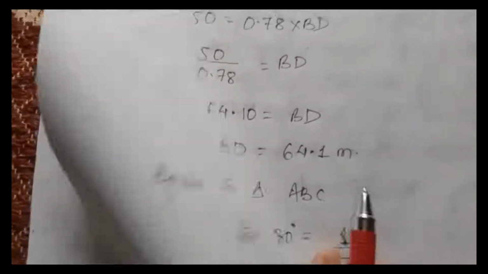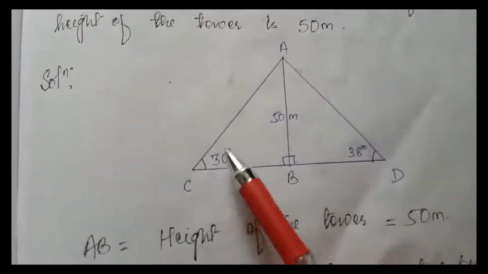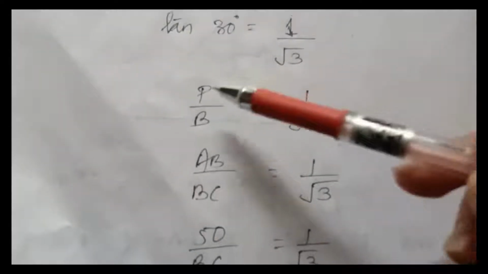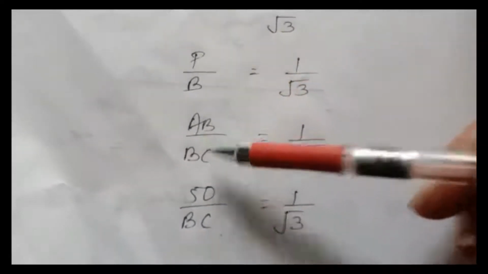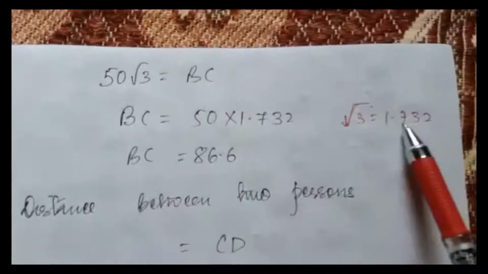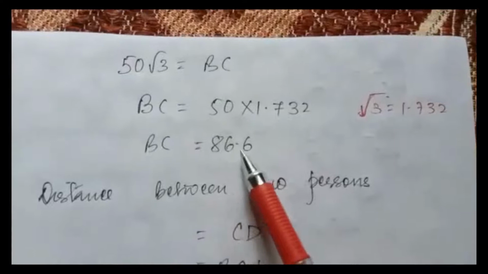So now again we have to use another triangle. We have to use ABC to find BC. So we will use tan 30 degrees. So tan 30 is 1 by root 3, tan is perpendicular by base, perpendicular is AB, base is BC, so it is equal to 1 by root 3. AB is 50, so 50 by BC is equal to 1 by root 3. Do cross multiplication. You'll get 50 root 3 is equal to BC. Again put the value of root 3, 1.732. So after multiplication you'll get 86.6.